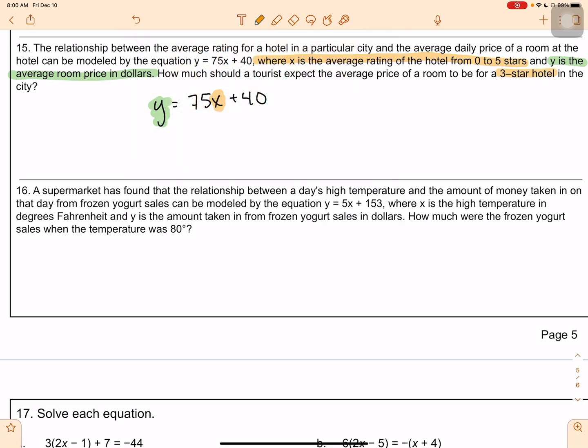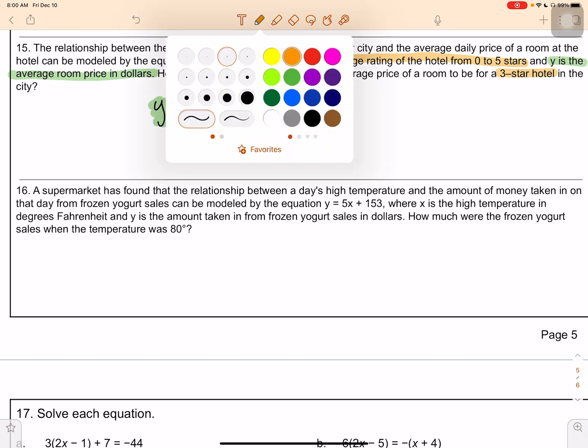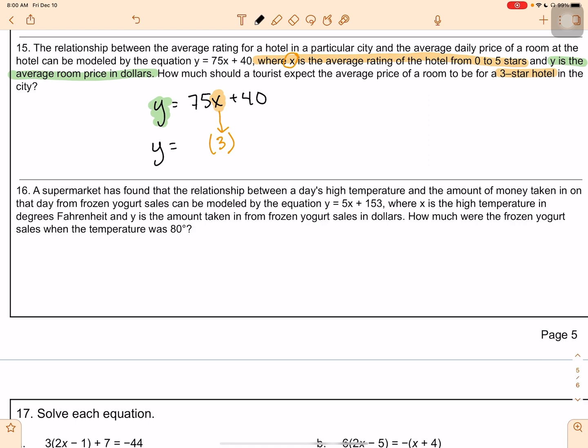Instead of x here, I'm going to put a 3, because it said where x is the average rating of the hotel from 0 to 5 stars. So here we have y equals 75 times 3 plus 40, and this will give us the average room price in dollars.